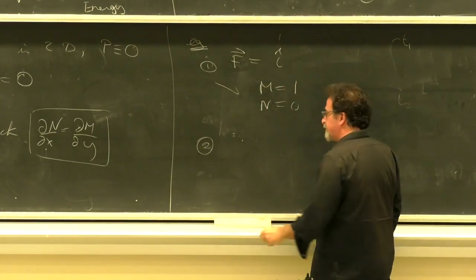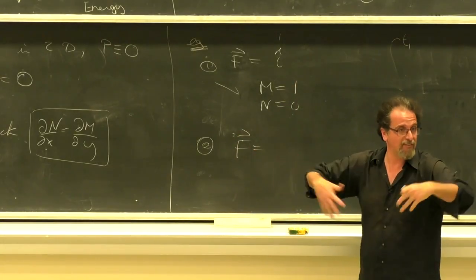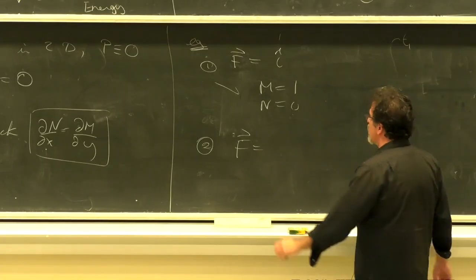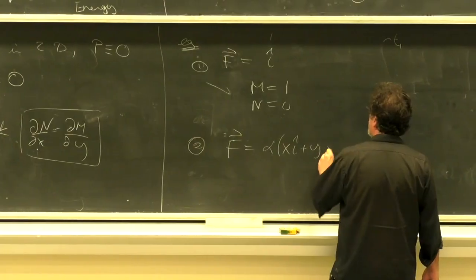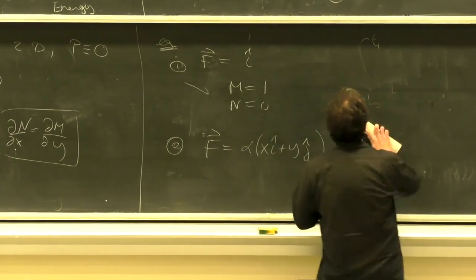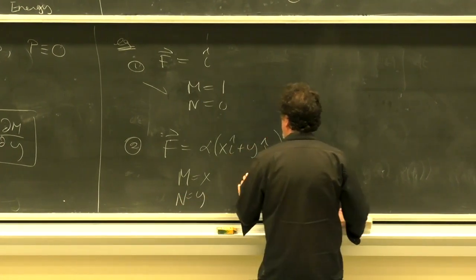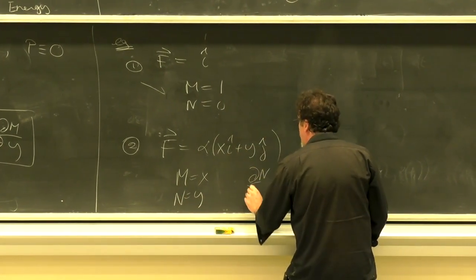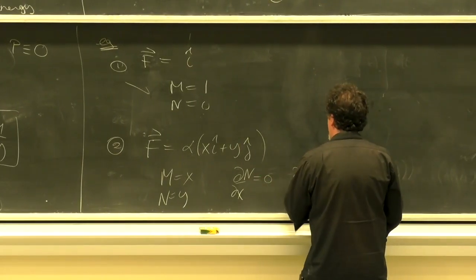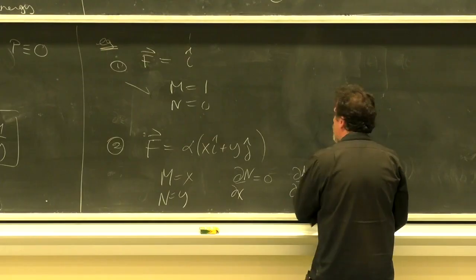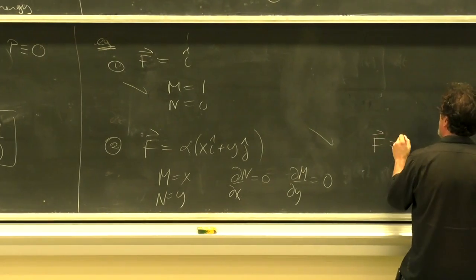Vector field 2. Let me write down my canonical explosion type vector field, the radially pointing outward vector field. I think I wrote it something like alpha times x i hat plus y j hat. In this case, m is equal to x and n is equal to y. dn dx is equal to 0 and dm dy is equal to 0. Therefore, check. F is the gradient of little f.